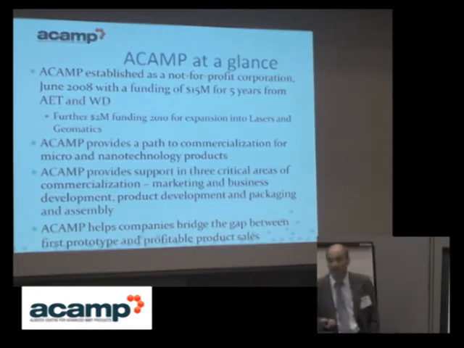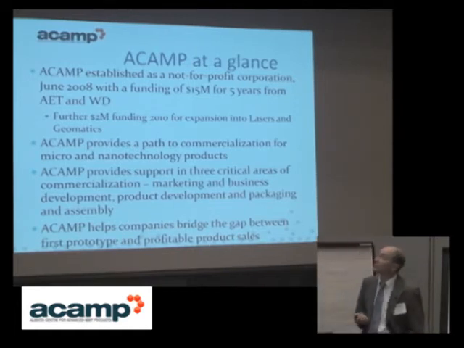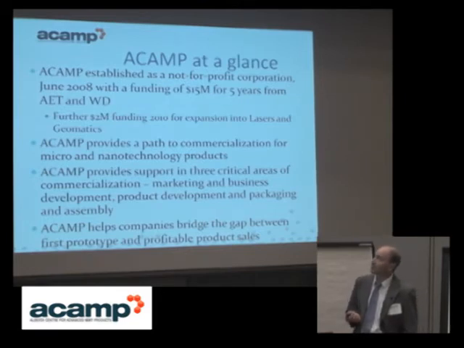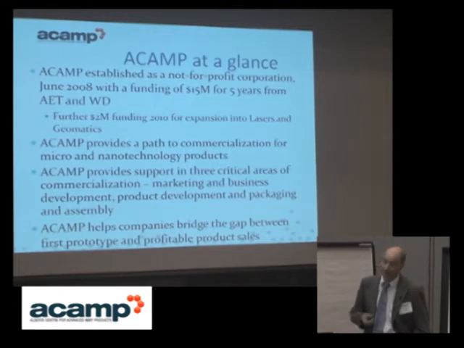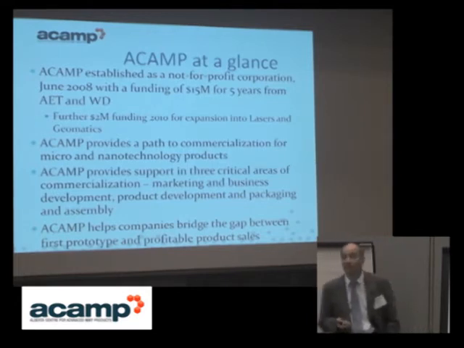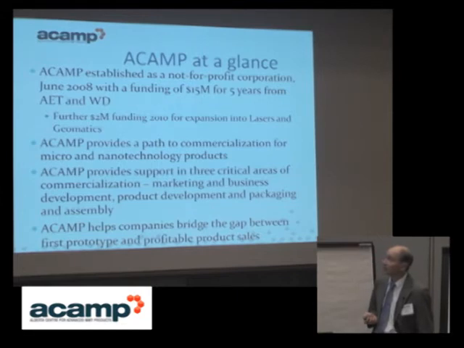So it's recognised there are weaknesses in the whole product definition marketing side of new companies. So marketing and business development is a very big activity for ACAMP, helping people do that. And then product development, the systematic methods of actually developing products efficiently. Finally, packaging and assembly.